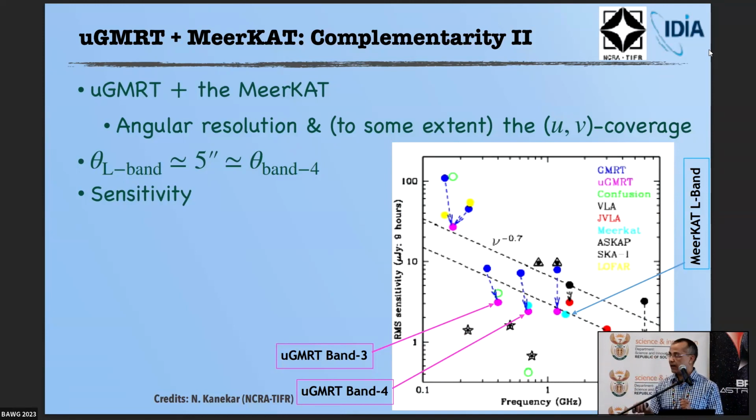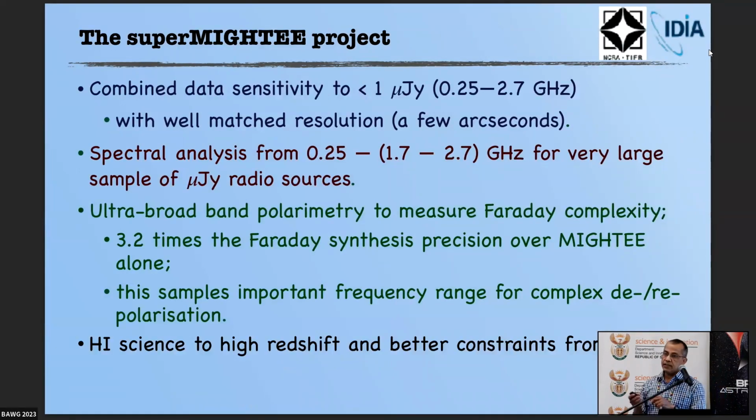So with this, essentially we asked a question, okay, can we take all the data for the MIGHTEE fields and ask a question, can the combined data reach sensitivity with the aim to get microjansky levels from 0.25 to 2.7 gigahertz with well-matched resolution? And essentially you then have spectral information for all of them. We are also keeping the data in the polarimetry mode. So we'll be looking at the Faraday complexities.